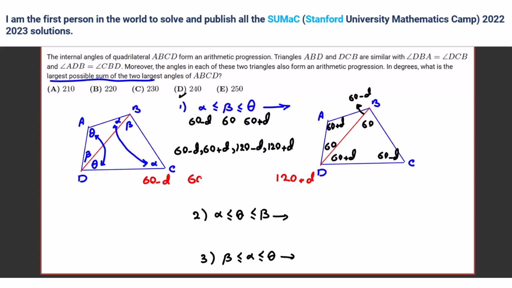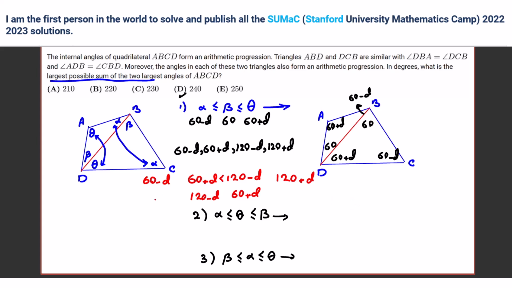But maybe 60 plus d, can 60 plus d, for example, be greater than 120 minus d? If this is smaller, it means that d is less than 90, right? Is d greater than 90 or not? Is it possible for d, say for example, acute triangles or not? So do you agree we should consider both cases?